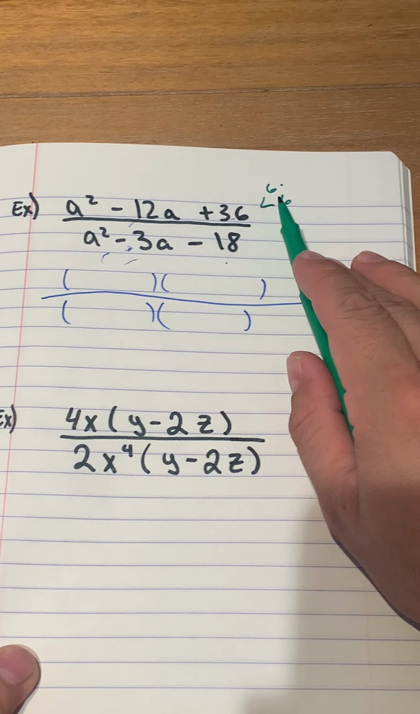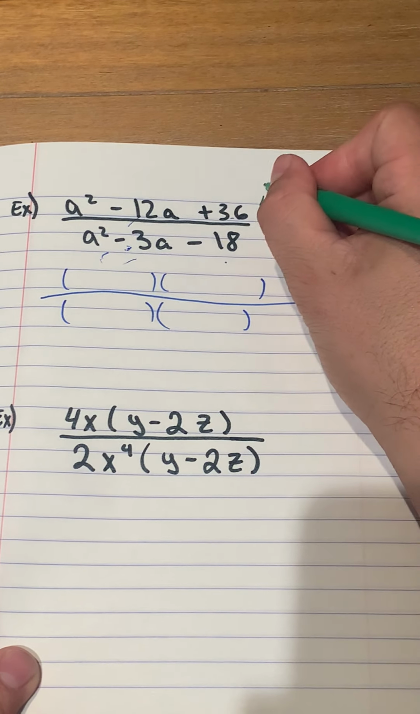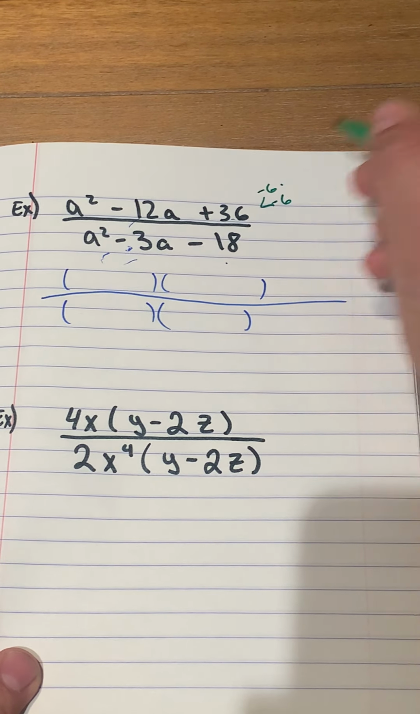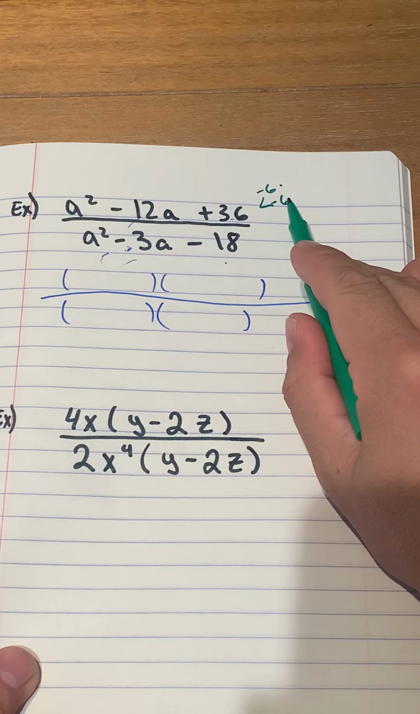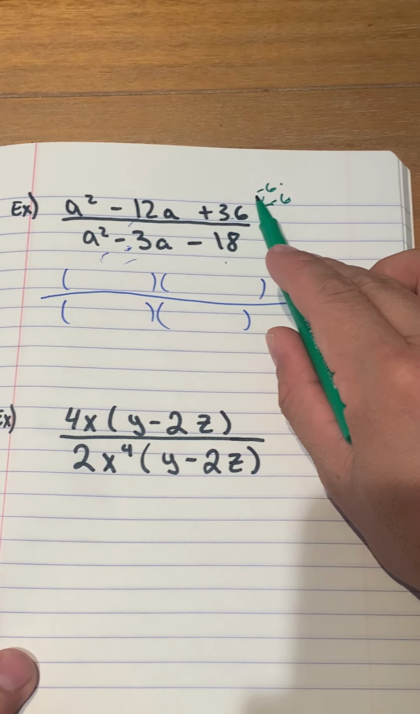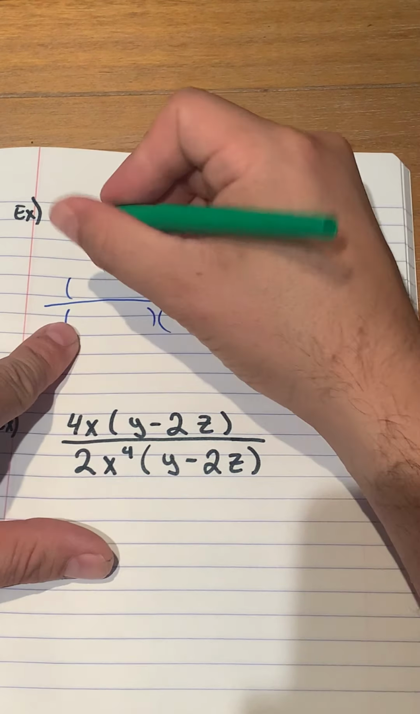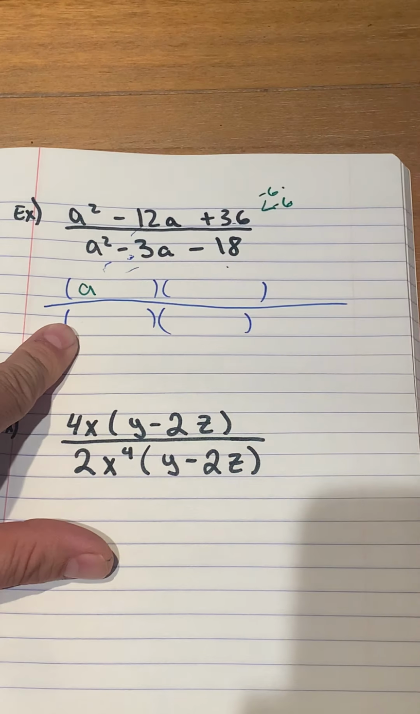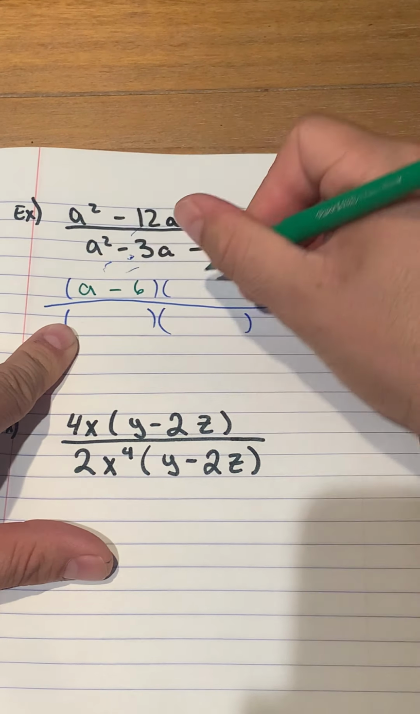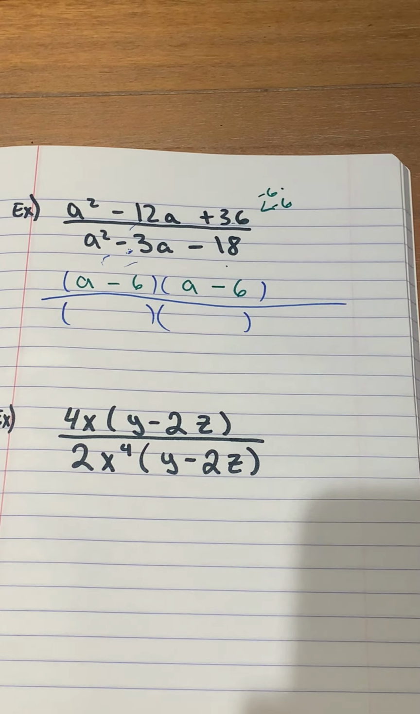However, the 6 times 6, if I add them up, does that give me negative 12? Not that. However, negative and negative, right? Negative 6 times negative 6 gives me positive 36. If I have negative 6 plus negative 6, what does that give me? Negative 12. So up on top, I have a minus 6 and a minus 6. What else can I do?